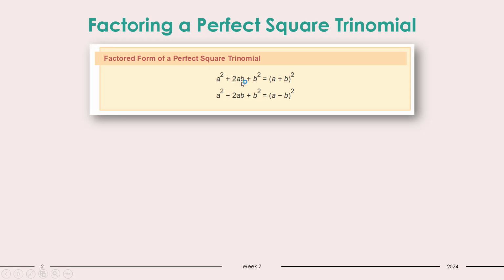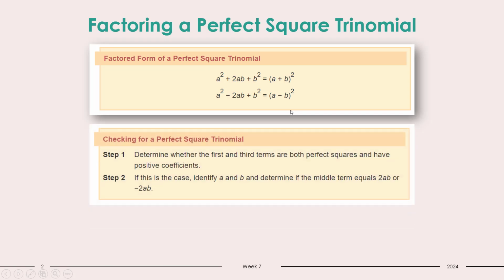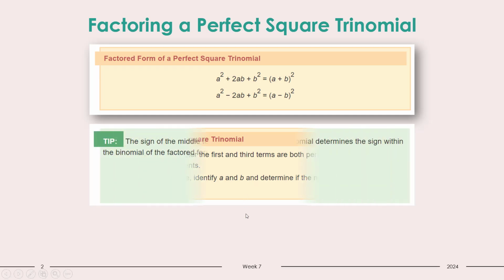When we have a plus in front of the 2ab, then it's going to factor as a plus b squared. If we got a minus in front of the 2ab, it's going to factor as a minus b squared. So the steps for this are determine whether the first and third terms are both perfect squares and have positive coefficients. And if this is the case, we identify a and b, and determine if the middle term equals 2ab or negative 2ab. Okay, that's what we're going to be looking at.